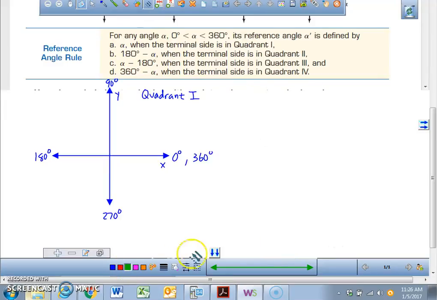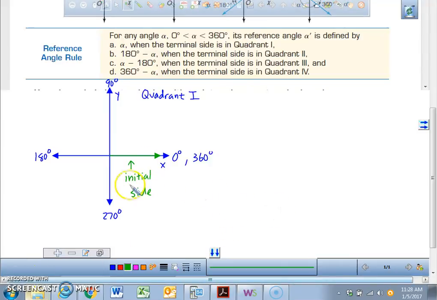If you have twistables or a highlighter or some type of colored pen, I'm going to draw a green ray, and I'm going to label this green ray my initial side. I'll pause it so you can get your color. Next, I'm going to make a terminal side. However, the terminal side needs to finish somewhere in the first quadrant. So I'm just going to randomly choose a space right there and label this my terminal side.